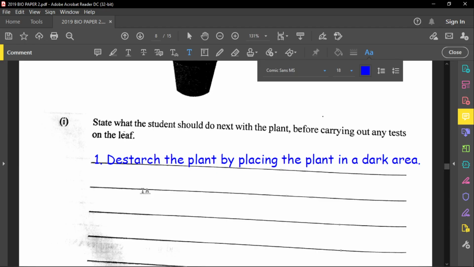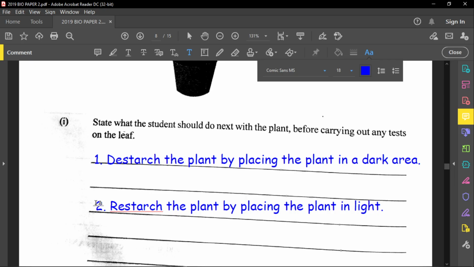Now, the next thing she needs to do before she starts doing a test is to re-starch. So re-starch the plant or the leaf. You might say the leaf or the plant, it really doesn't matter. So re-starch a plant by placing the plant in light. And remember, the factor that she's testing here is light. That will allow the plant to photosynthesize if light is needed for photosynthesis. And once photosynthesis takes place, then starch should be produced.